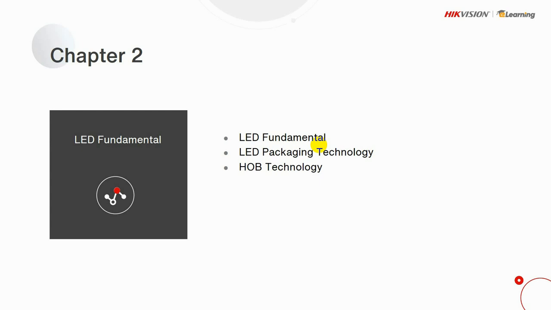Now we know what is LED screen and its role in some of our security system. Next, we'll put the LED under the microscope to understand the working principle behind it. Okay?